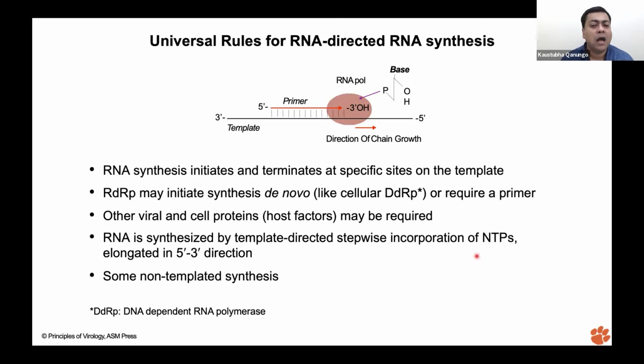So the NTPs have the ribose sugar, whereas the dNTPs have the deoxyribose sugar. And this has been completely elaborated in the supplementary material that you can take a look at. And there is some non-templated synthesis also that we can actually observe.